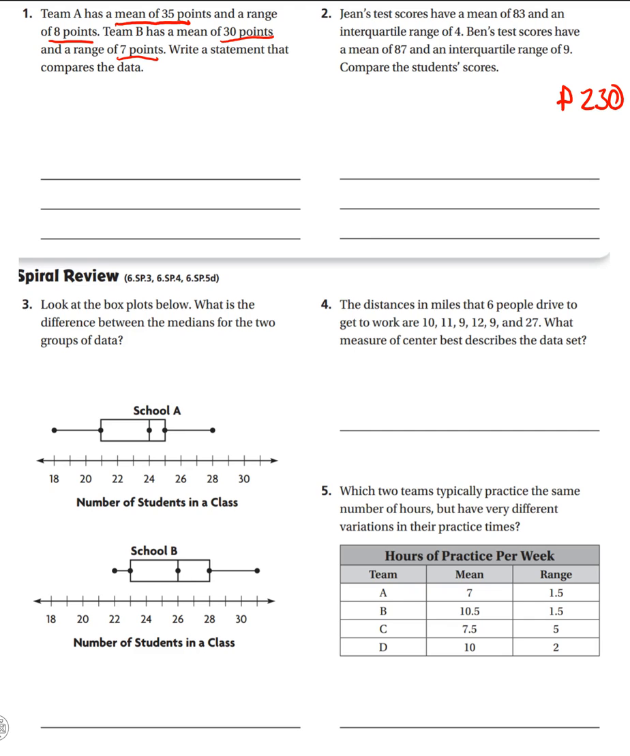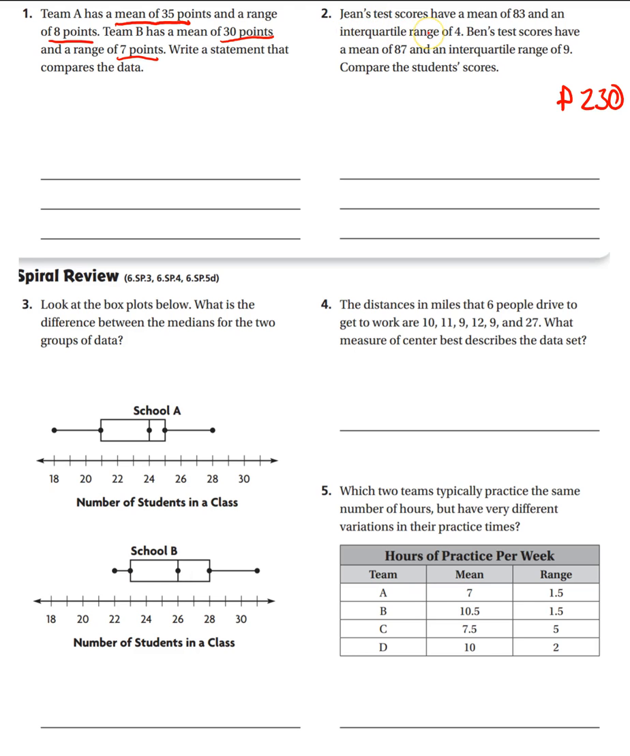So you could say Team A typically scores more points than Team B. You could also say the variability in the amount of points Team A and Team B scored is very similar, something like that.